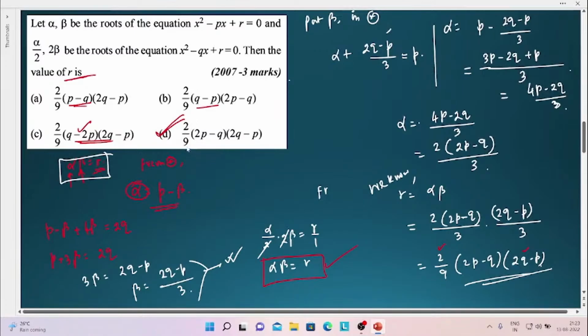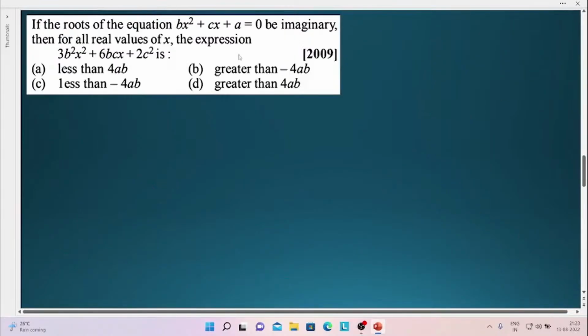Here you can see 2 by 9 times 2p minus q times 2q minus p, right? So we got the answer. So this is the correct option for these quadratic equations. By applying this particular formula, we are basically applying the discriminant formula or the relation between roots and coefficients, right? So you can understand how I am solving these questions. Yeah, so let's move to the next question.